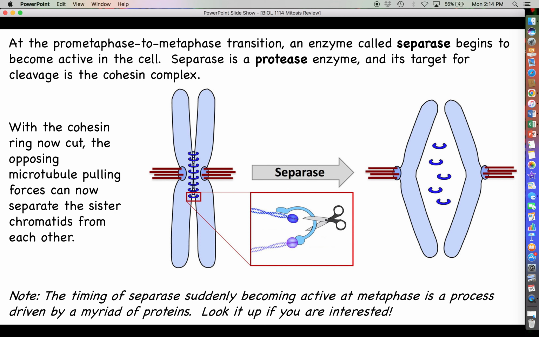So there are some important details that I left out here. The timing of separase suddenly becoming active in metaphase is a process that's driven by a number of different proteins. You can look that up if you're interested, certainly, but for the sake of general biology, learning about mitosis and the cell cycle for the first time, it is not essential that you look into that just yet.